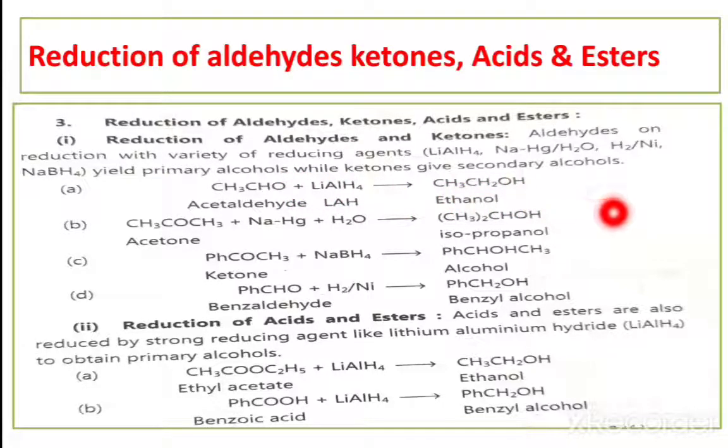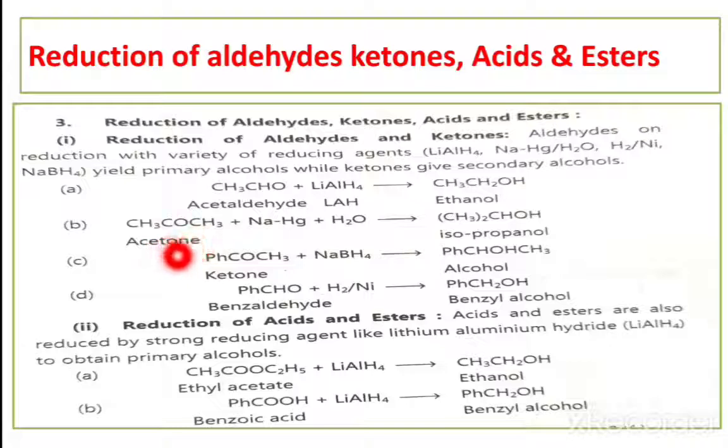That means aldehyde undergoes reduction, we get the primary alcohol, while ketones on reduction we get the secondary alcohol. Here the first example is acetaldehyde plus LiAlH4, that means lithium aluminum hydride. This lithium aluminum hydride is a source of the hydride. It will attack this carbonyl, and this aldehyde will be reduced, we get the primary alcohol. Aldehyde undergoes reduction, we get the primary alcohol, and here the name of the compound is ethanol.